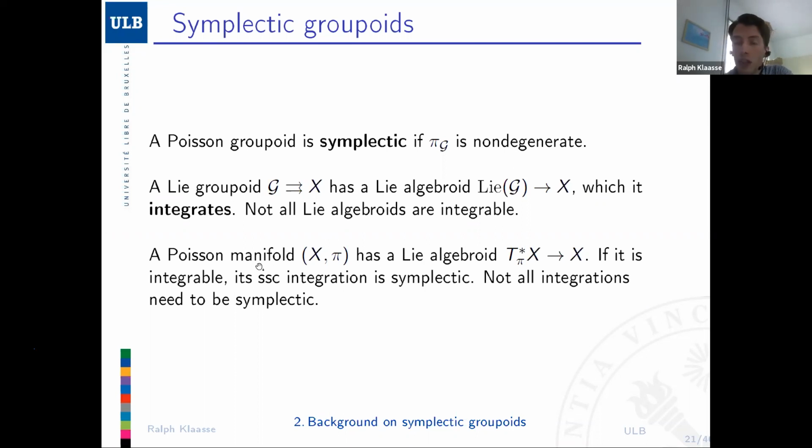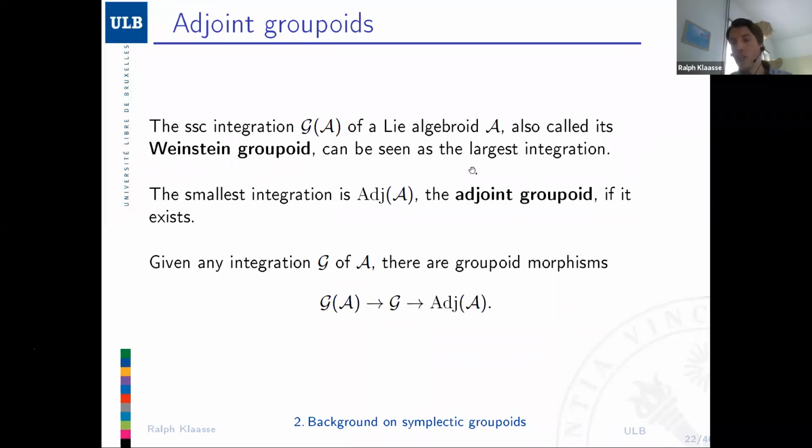Now, if you start with a Poisson manifold (X, pi), then there's always a Lie algebroid around, which is T*X, and this pi is just there to note that pi is the anchor map that you give it, and it also corresponds to the bracket. Now, if this thing is integrable, then we know that its largest integration, which is the source simply connected one, will be symplectic. But not all of the integrations need to be symplectic. So if you take a general Lie algebroid A, then the Weinstein groupoid is this largest one. And if there is a smallest one, it's called the adjoint groupoid. But this one does not necessarily exist, even if A is integrable.